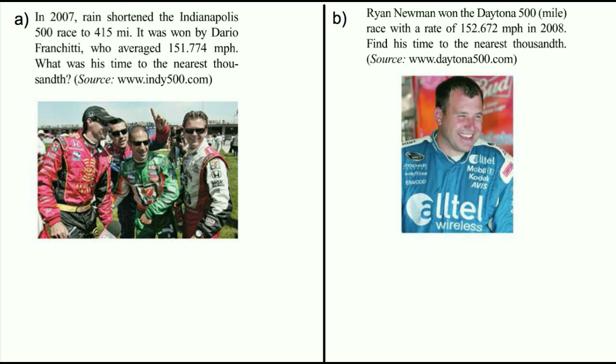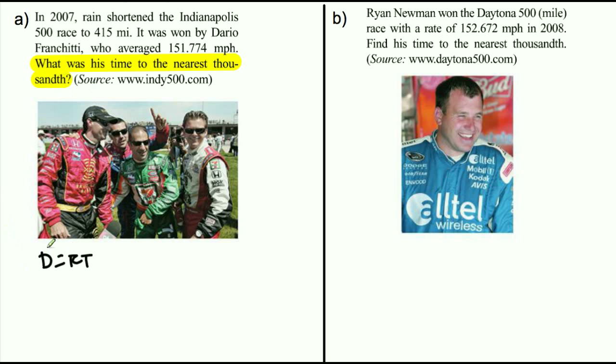You probably have heard of DIRT. D equals RT. DIRT. Also known as distance equals rate multiplied by time. Distance equals rate multiplied by time. So if you check this out right here, what is it that we're being asked to do? What was his time to the nearest 1,000th? Okay? What was his time?